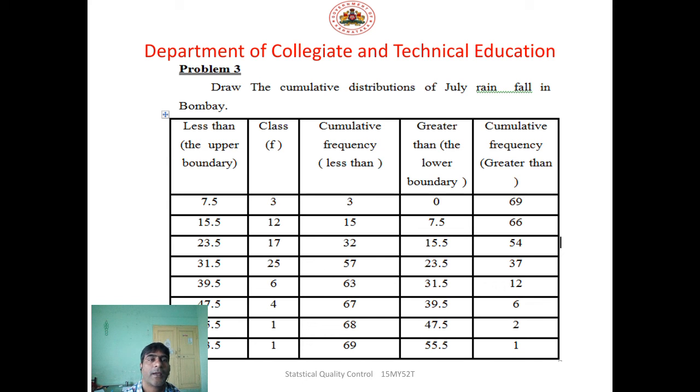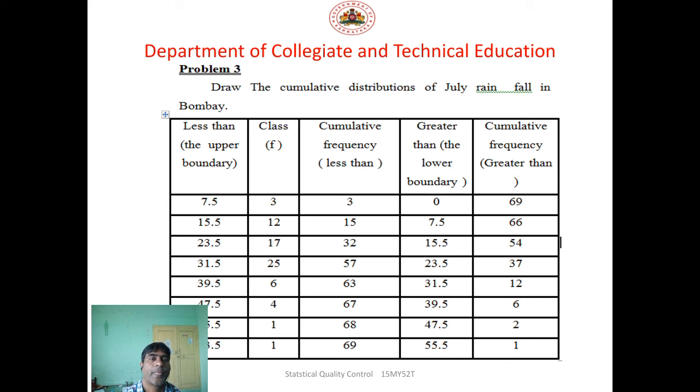Next, 66 minus 12. So second column, 66 minus 12 I am getting 54. Okay, next 23.5. For 23.5, 54 minus 17 I am getting 37. Next for 31.5, 37 minus 25. 37 minus 25 I am getting 12.